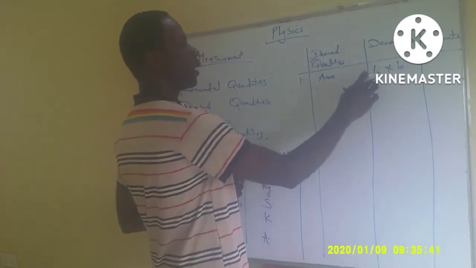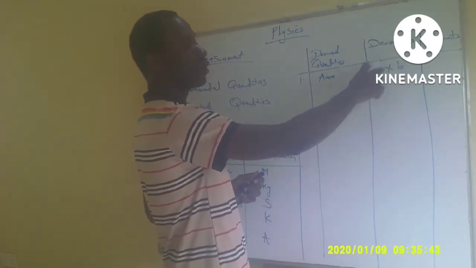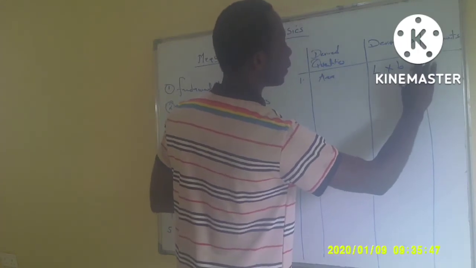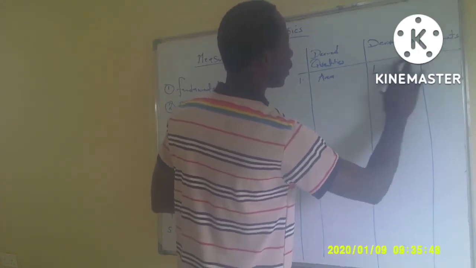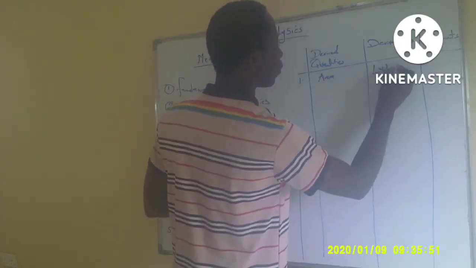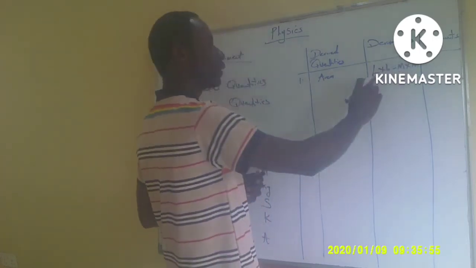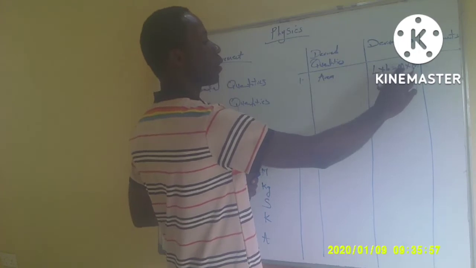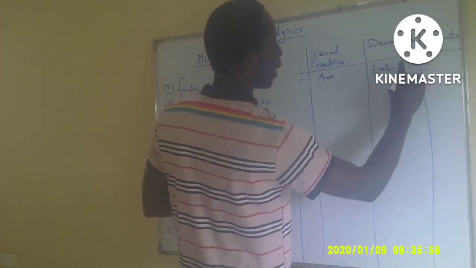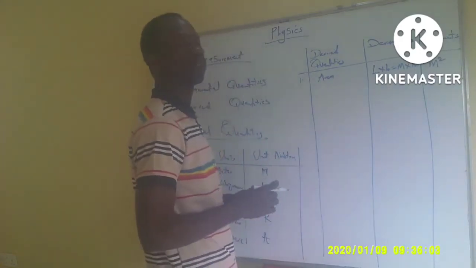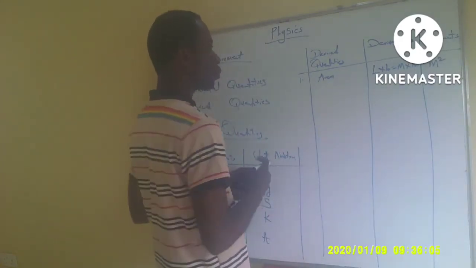The unit of length is meter. The unit of breadth is meter. So length times breadth is equal to m times m. Because length is in meter, breadth is measured in meter, so at the end we have m times m to give us what? m squared. So the unit is meter squared.